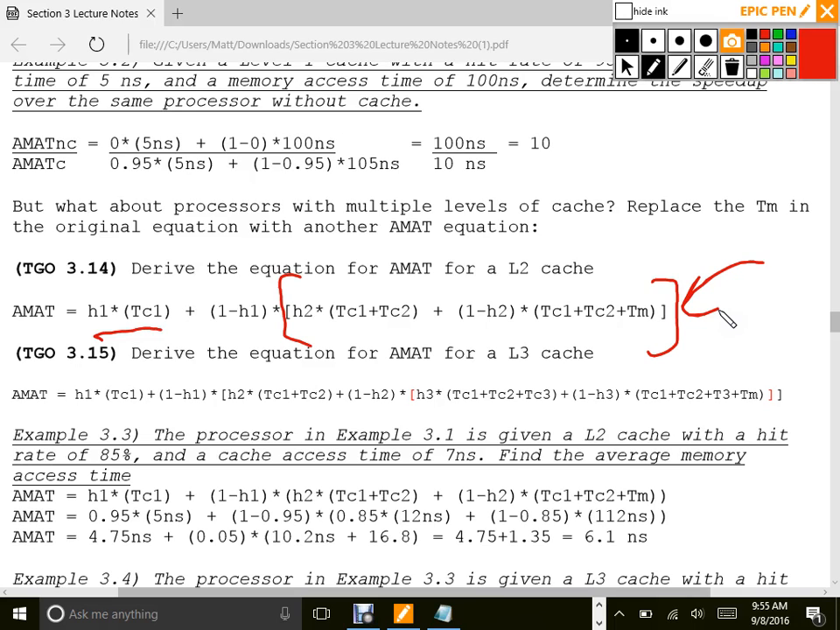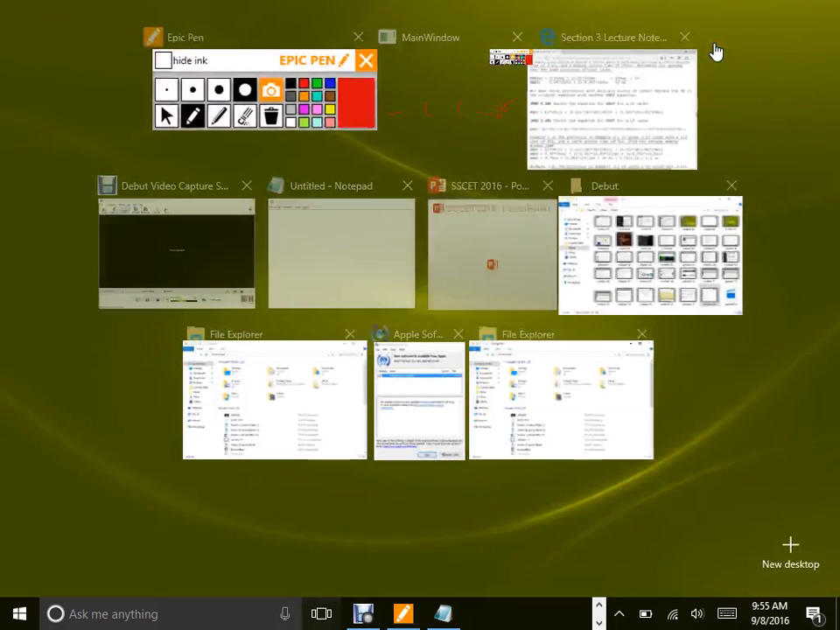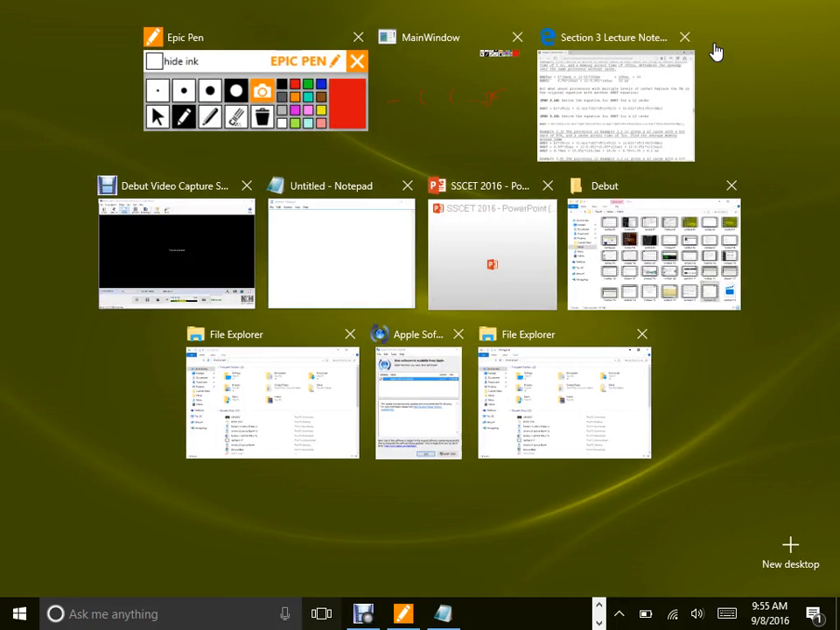So then you have hit rate 2 times cache 1 plus cache 2, right? Then you have, what happens if you have a level 2 miss? Then you have cache 1 plus cache 2 plus memory access time. So that'll work, good enough.